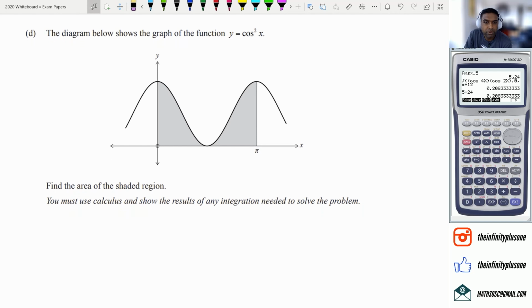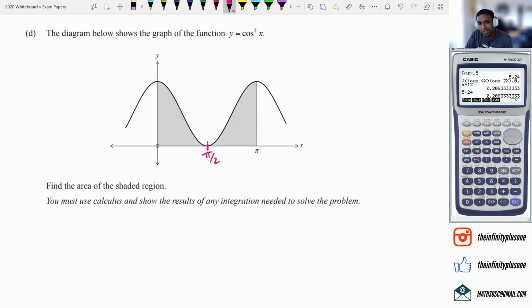So question D, what we've got is cos squared x, and we want to find out the area of the shaded region. So a couple of ways of doing this. You could actually go from pi to 0, or you could actually go from pi over 2 to 0 and double it, whichever one you want to do. It'll work fine.